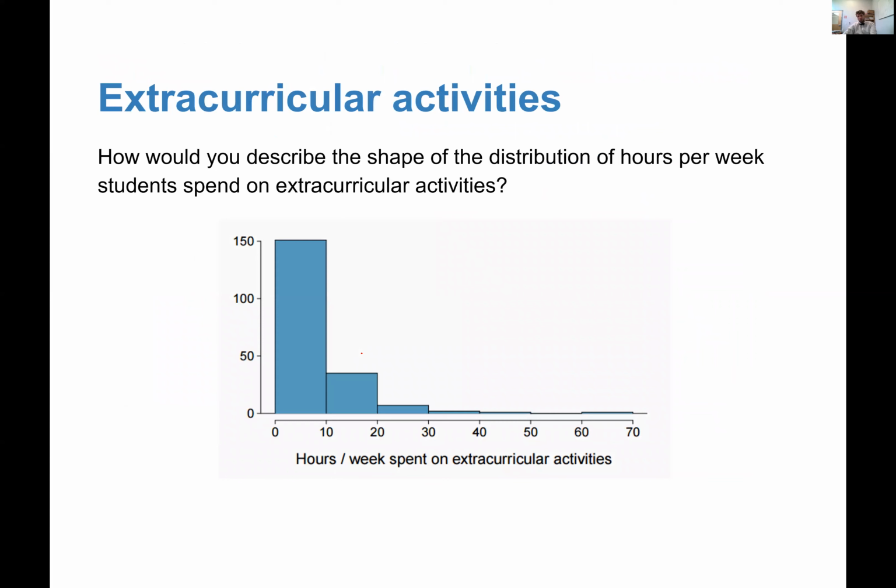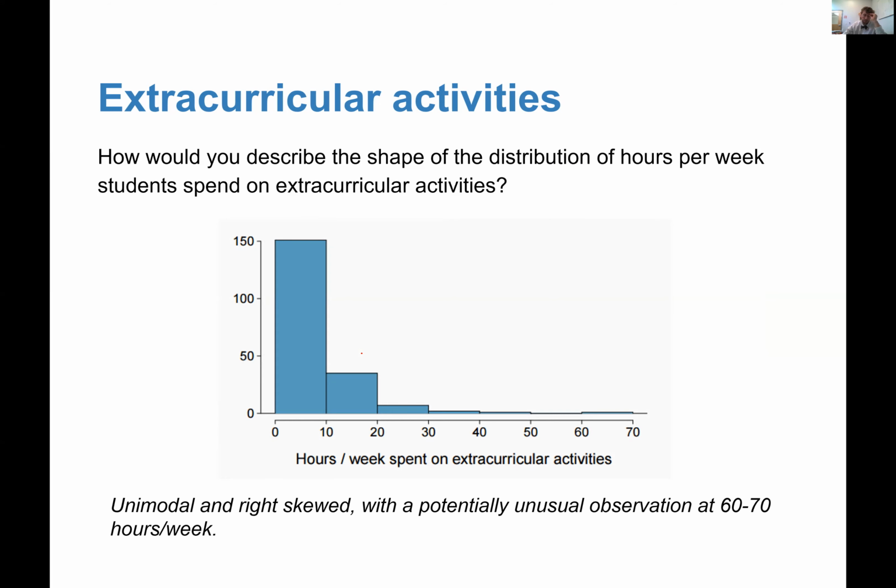All right, so here is a distribution of students who were surveyed about how many hours a week they spent on extracurricular activities. So how would you describe this distribution? Think about what we just talked about: number of modes, left, right, or symmetric, and then potential outliers. Try to answer it on your own, and then I'm going to answer it in 3, 2, 1. So it's 1, unimodal, 2, right skewed, and 3 has an unusual or potential outlier between 60 and 70.